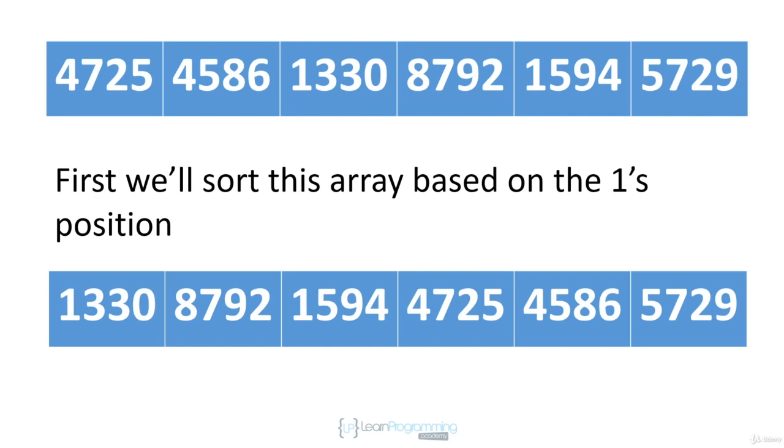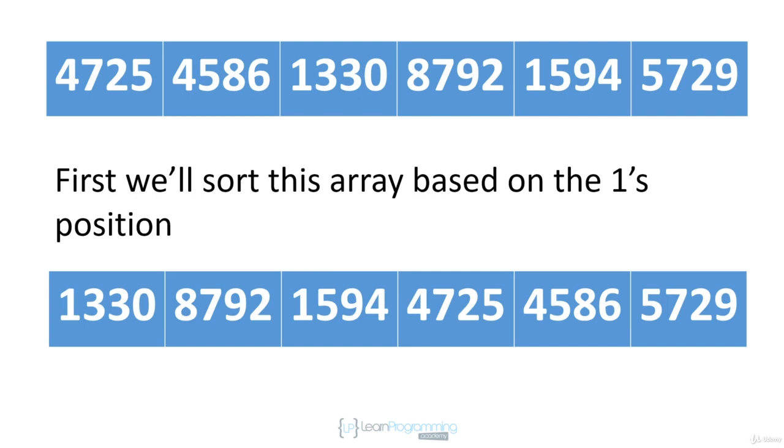What we're doing here is sorting by the digit that has the least weight, because the ones position has the least weight in a decimal number. Once we've done that, the bottom array will be the result. 1330 will come first because it has 0 in the ones position. That'll be followed by 8792 because there's a 2 in the ones position. Then we have 1594, 4725, 4586, and 5729. If you look at their ones position, or the rightmost digit, you'll see that the values have been sorted according to what's in that position.